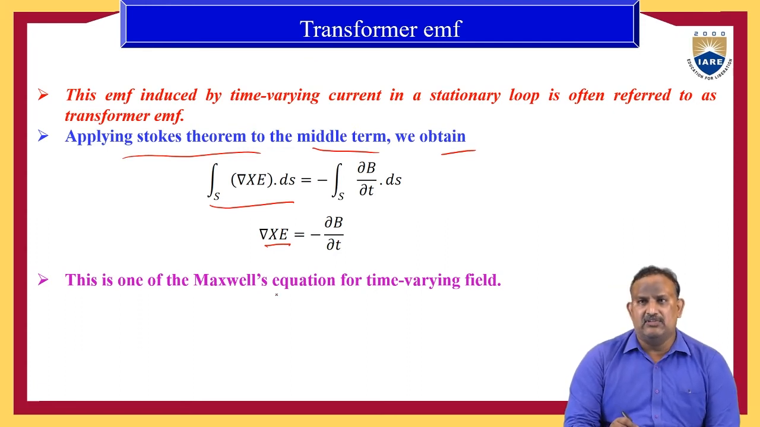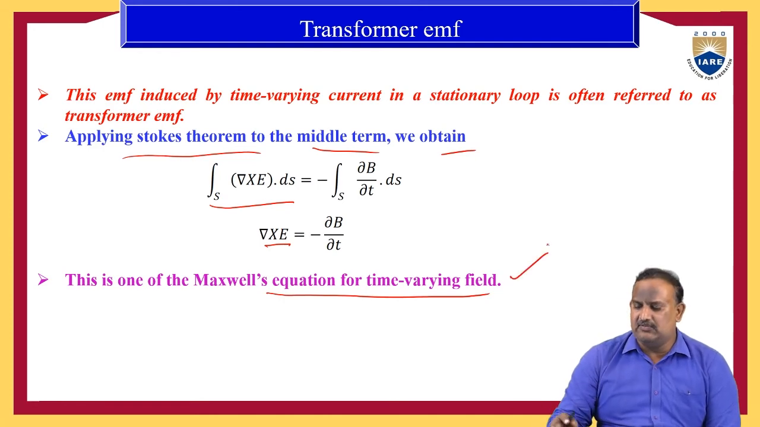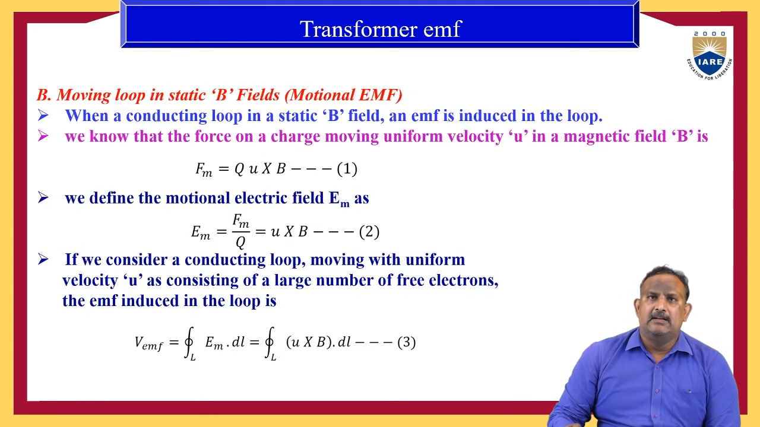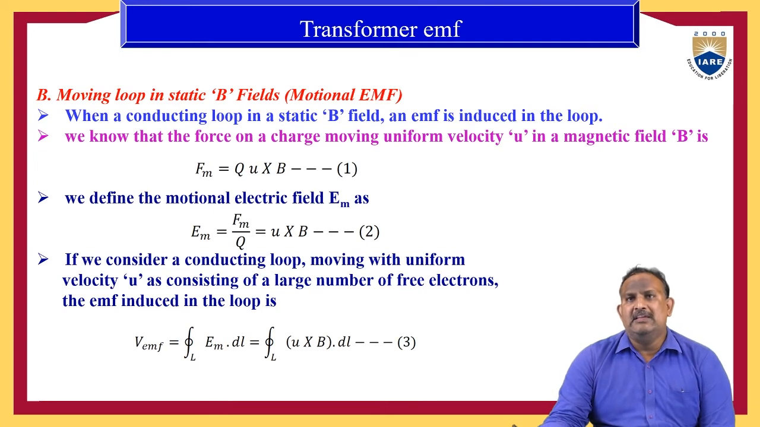So this is one of the Maxwell equations for time varying fields. Next, the second law: moving loop in a static B field, which is also known as motional EMF.